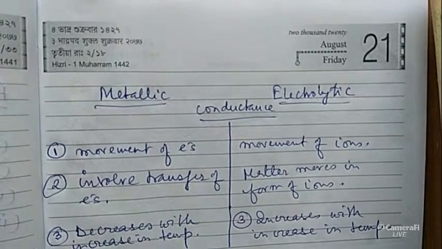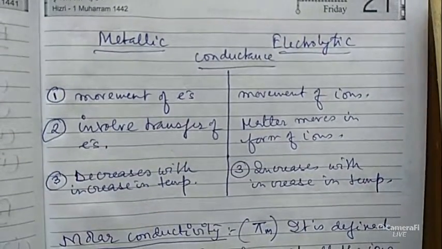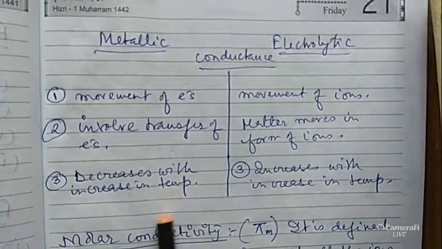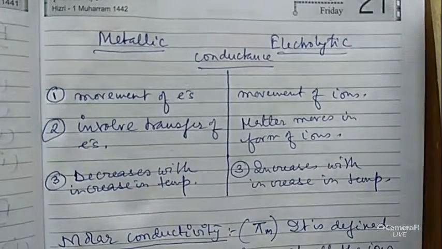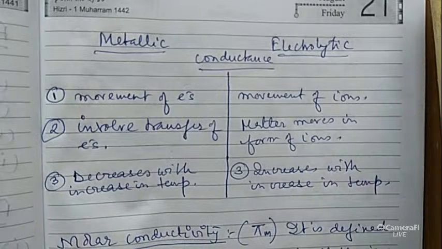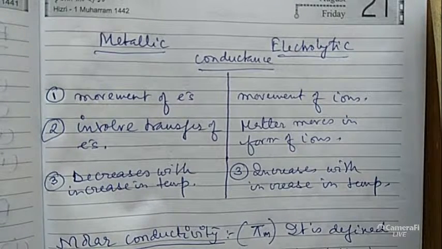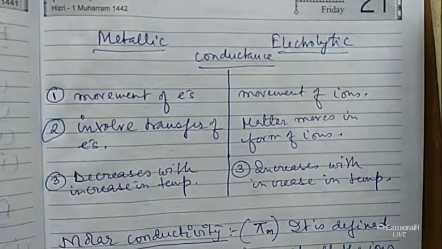Okay. The next part is that here it decreases with the increase in temperature. In case of electrolytic conductance, if the temperature rises, what will happen? Electrolytic conductance will also increase. That is one major difference between electrolytic conductance and that of metallic conductance.